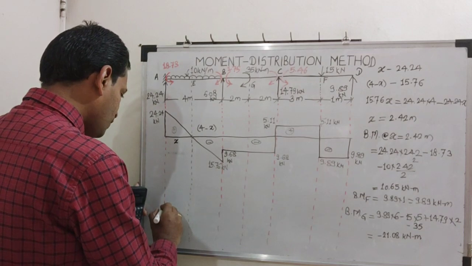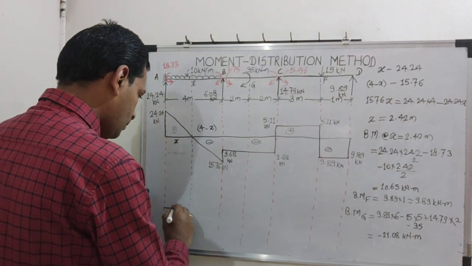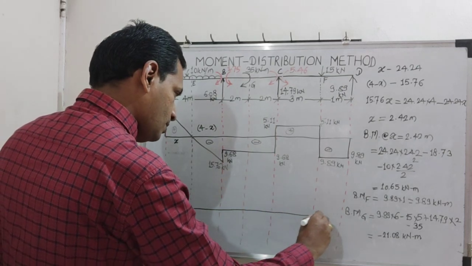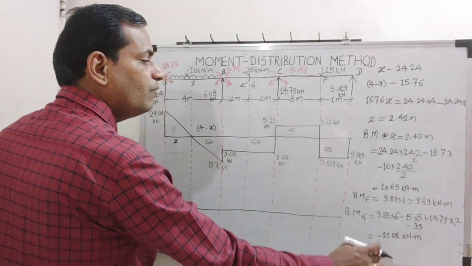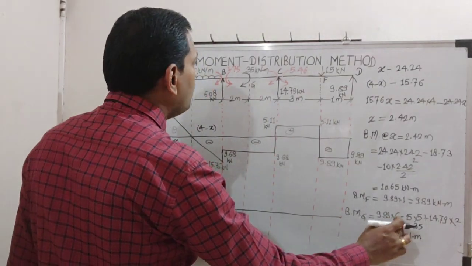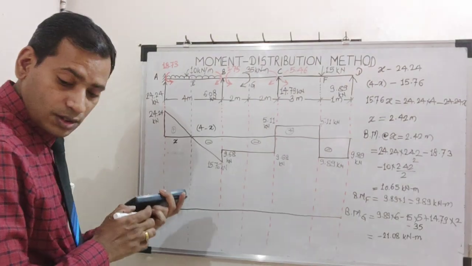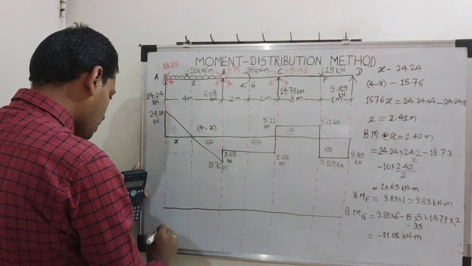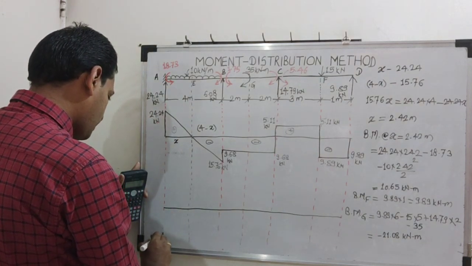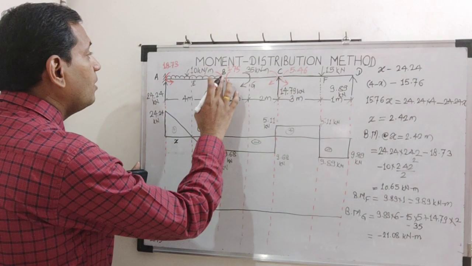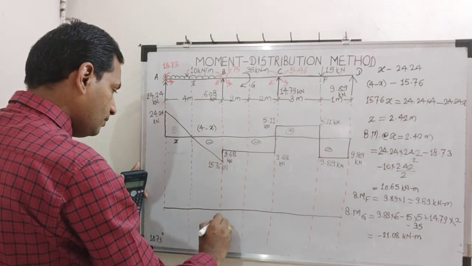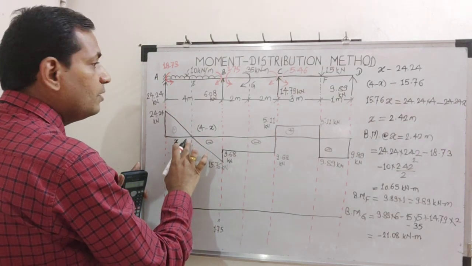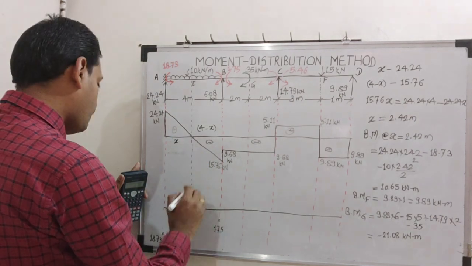So let us plot the values now one by one. I think there will be some correction here, whether to consider this minus 35 or not, we shall see. First of all, plot the values. Bending moment here is 18.73. Then this is 1.75. This value here, 10.65.